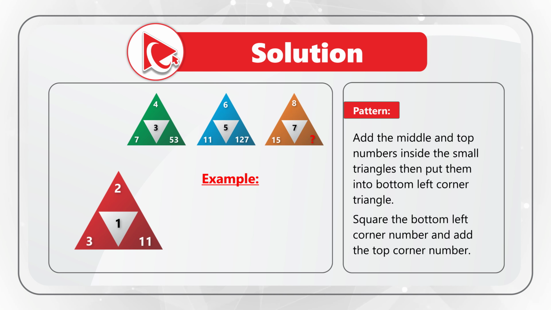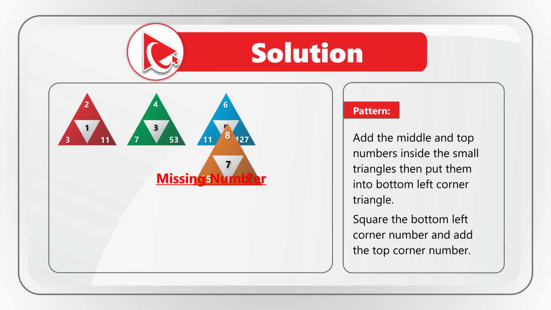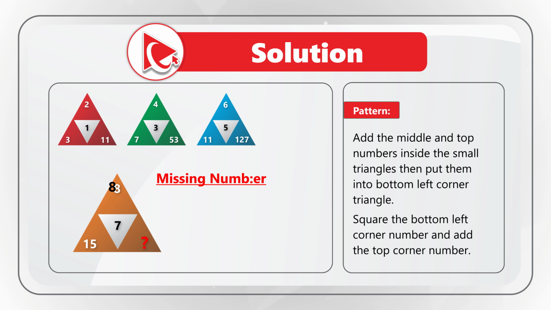Let's look at the first triangle. 2 plus 1 equals 3. 3 squared equals 9. And 9 plus 2 equals 11. Armed with this information, let's find the missing number. First, let's add 8 plus 7, the top and the middle numbers. 8 plus 7 equals 15. And you can confirm this calculation by looking at 15 in the bottom left corner of the triangle.